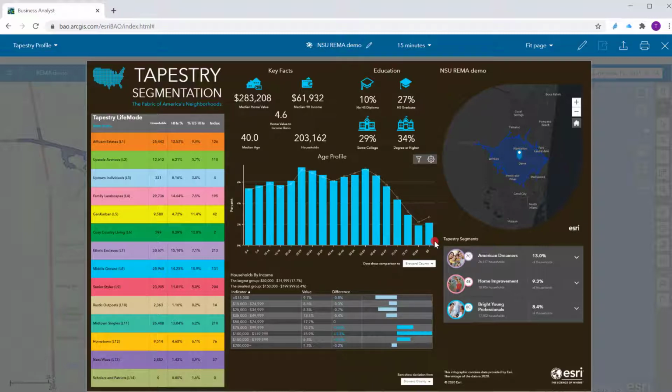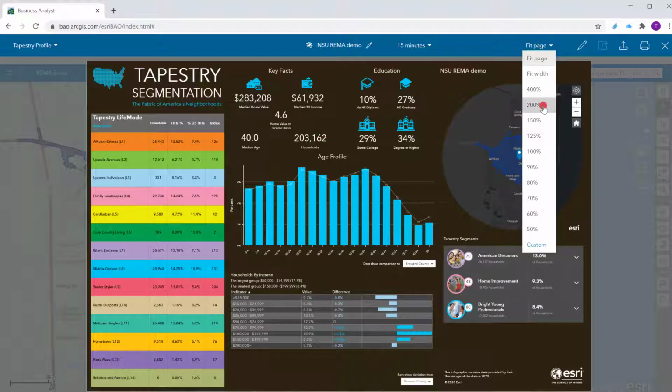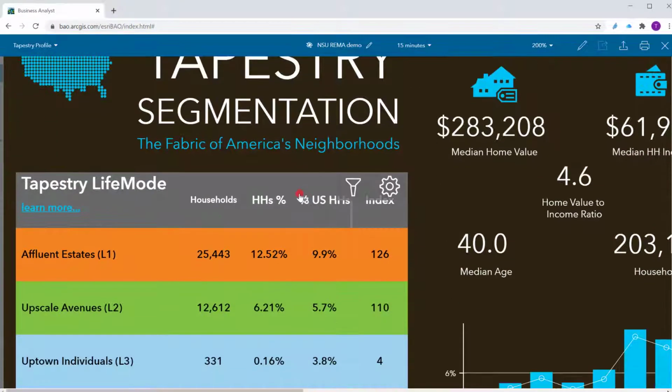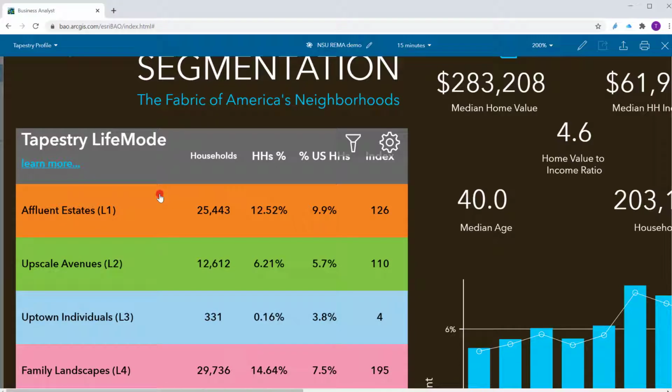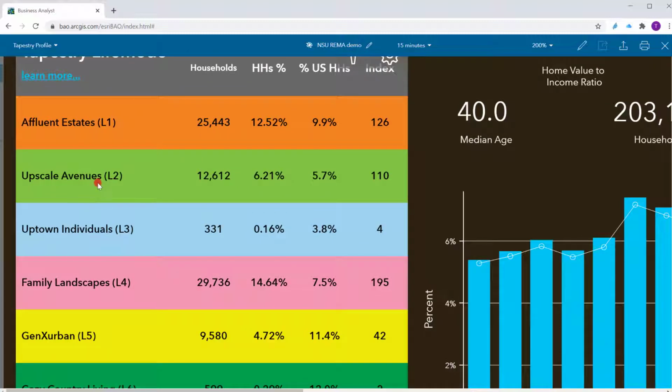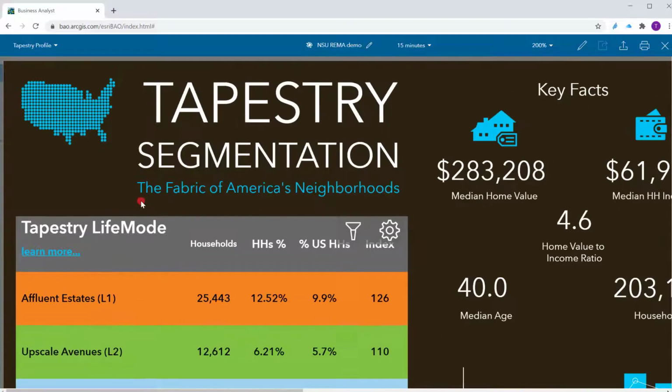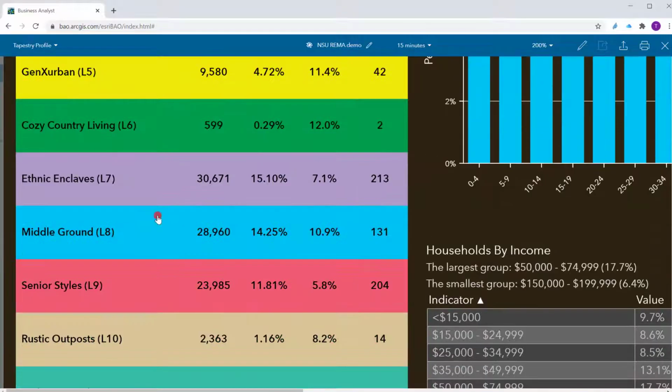Okay, tapestry segmentation. That's the important part here. Now we can see, or not, because it's super small. Yeah, we can do fit the page. We can do different percentages. Here we go. You can see here lifestyle. And you can see that 12.5% of households in our 15 minutes are called affluent estates or upscale avenues or family landscapes. And you will think, okay, what the heck is going on?